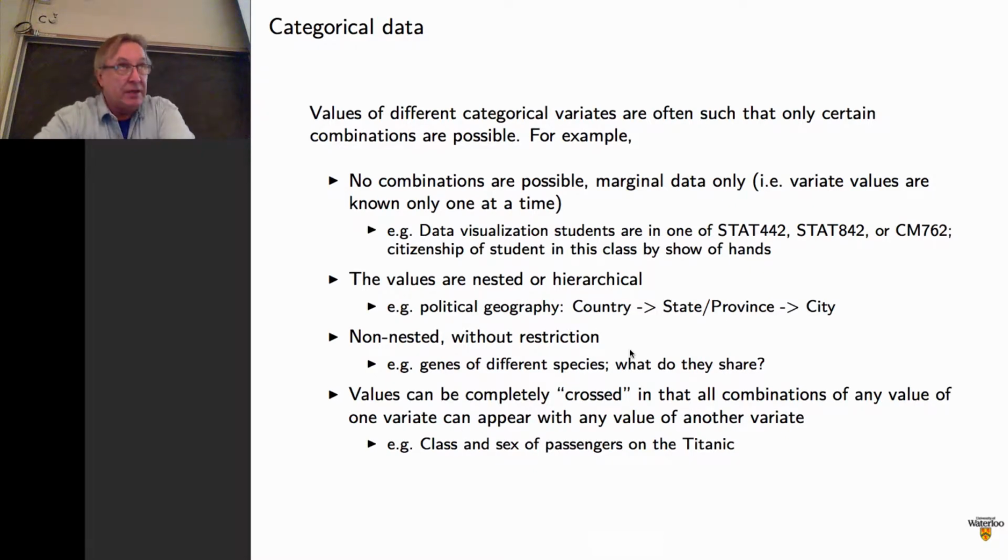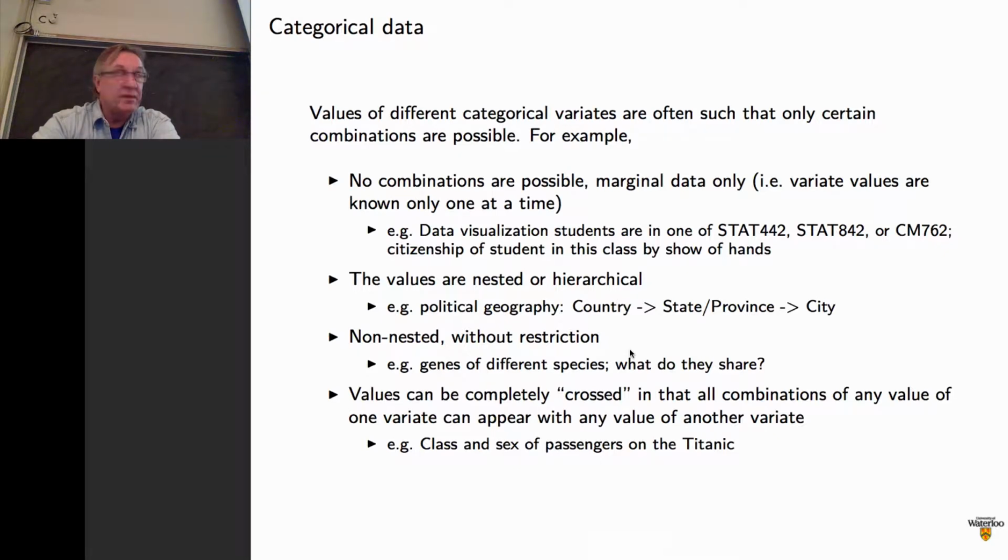And finally, what we see a lot of, particularly in analysis of data and often in designed experiments, of course, are completely crossed variates. So I have all of the values on, say, two variates. If we look at the Titanic data, I have all of the passengers, and for every passenger I know what class they were on the ship and what their sex was. So I know both the class and the sex for every passenger.